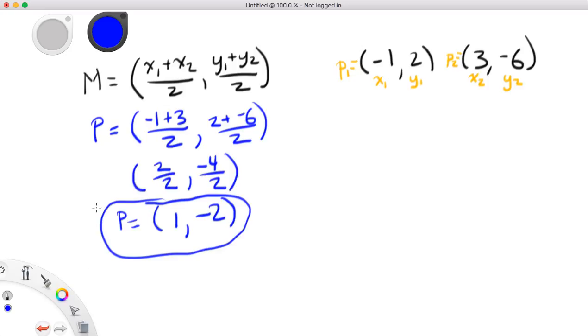And 2 plus -6 is going to be -4, so -4 over 2. So I end up with the answer 1, comma, -2. And that is my answer for my first one. P equals 1, comma, -2.